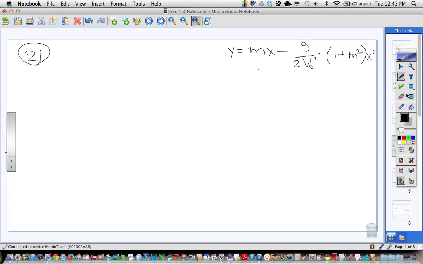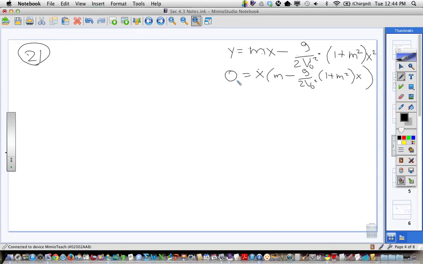Now, the horizontal distance that the object travels is going to be when it's back on the ground. What's true when it's back on the ground? Y is 0. So what they do is they take this equation, put a 0 for Y, and they solve it for X. Well, you could factor out an X. So this is part A of 21. We factor out an X from this, and then from this, and we get 1 plus m squared times X, like that.